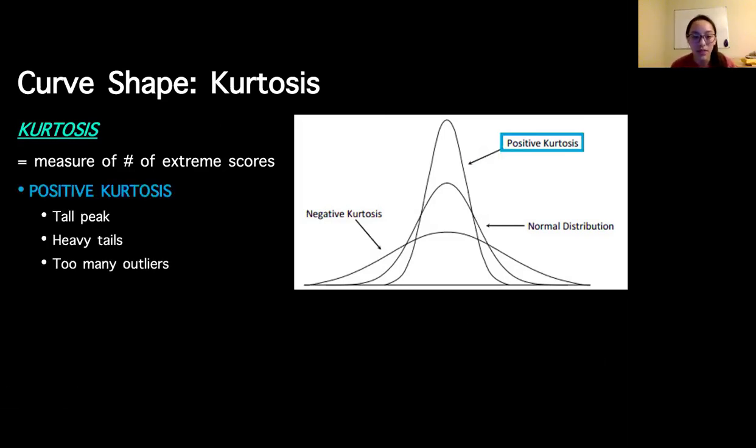Okay, so positive kurtosis is identified by a tall peak and heavy tails. Okay, I know I just said you look at tails, but the way that I remember positive kurtosis is that you're like peaking, you're like super positive.